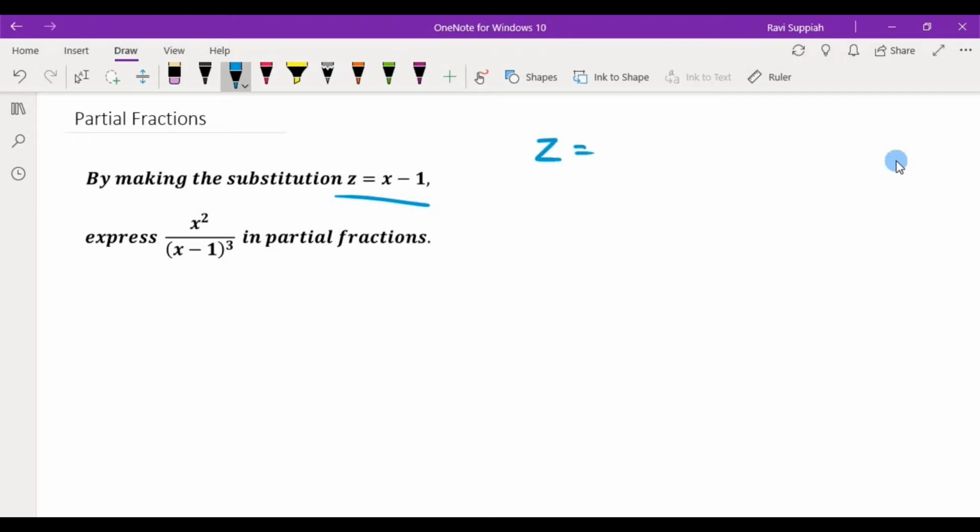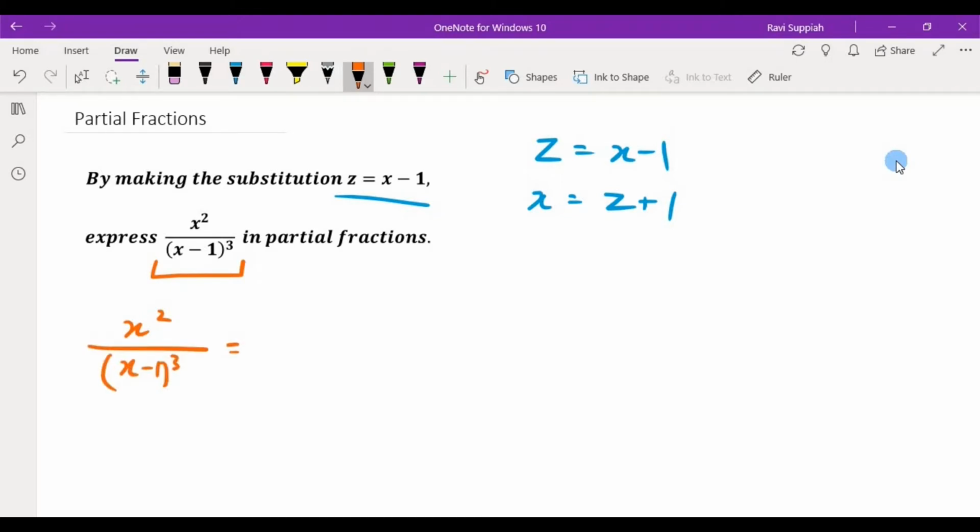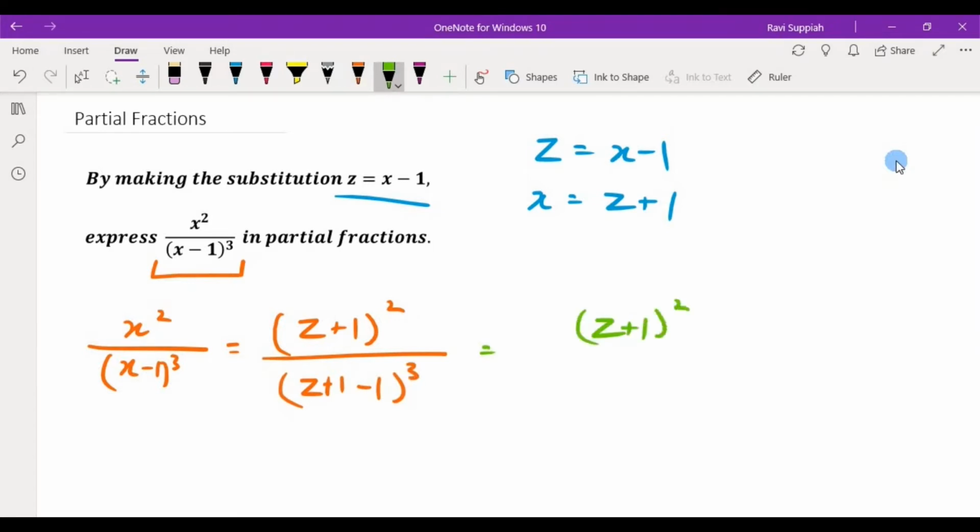So if z is equal to x minus 1, we can rewrite this in terms of x, that x is equal to z plus 1. With that, let's come back to the original expression over here. So x squared over x minus 1 cubed can now be replaced with the substitution here. So I'll have z plus 1 squared divided by z plus 1 minus 1 cubed. And that will be z plus 1 squared divided by z cubed.